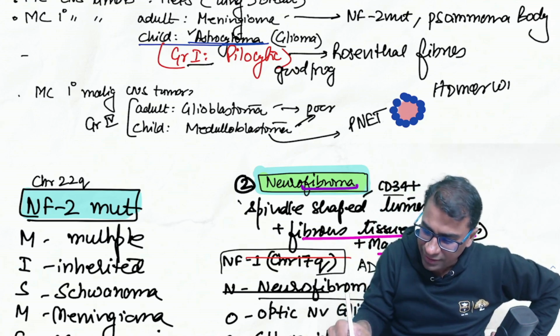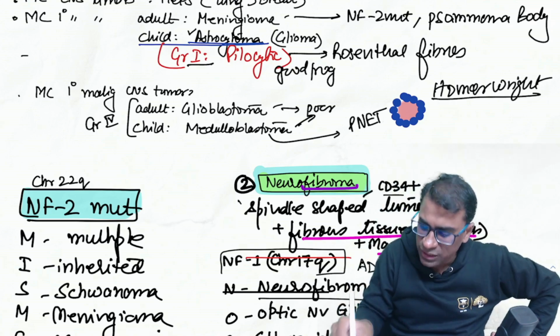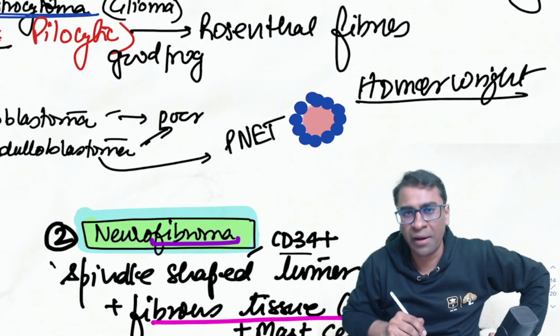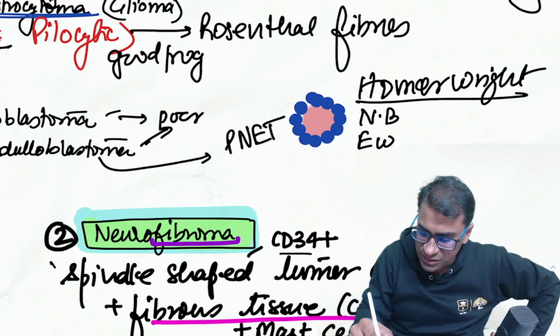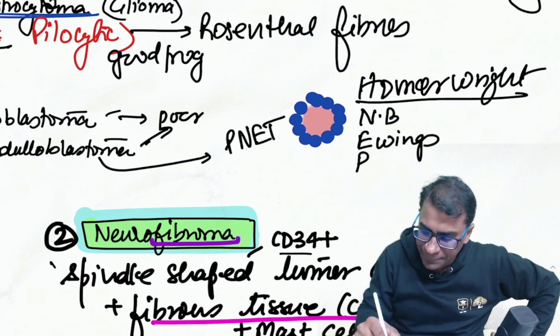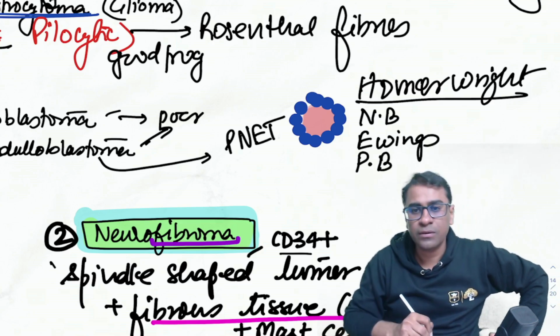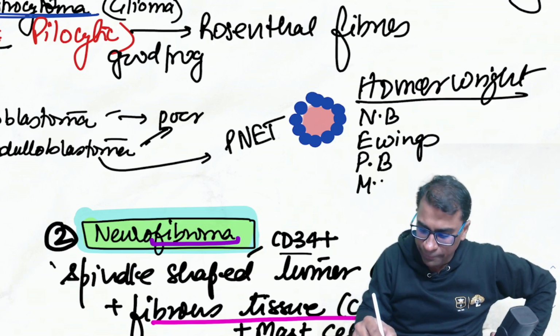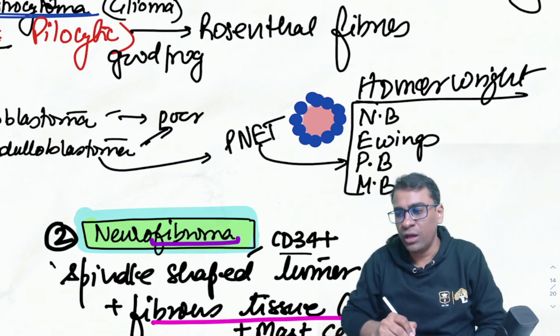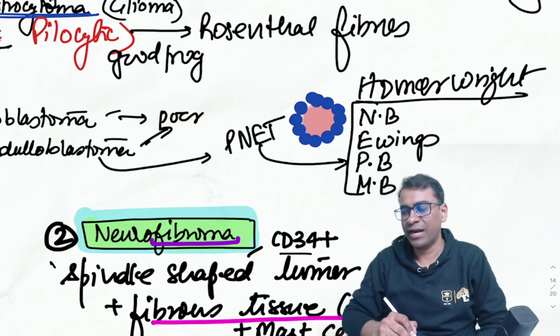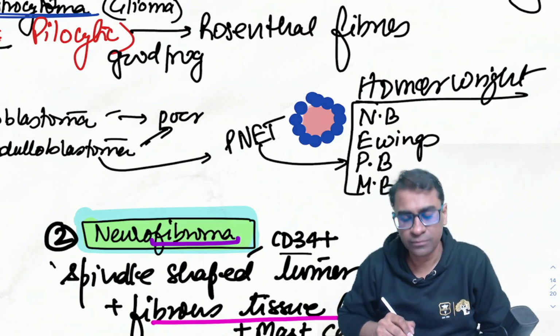Homer Wright rosette. It can be asked which are the other tumors which can show you Homer Wright rosettes. Remember, it can be seen in neuroblastoma, Ewing's sarcoma, pineoblastoma, okay, and surely medulloblastoma. All of them are actually a type of primitive neuroectodermal tumor.